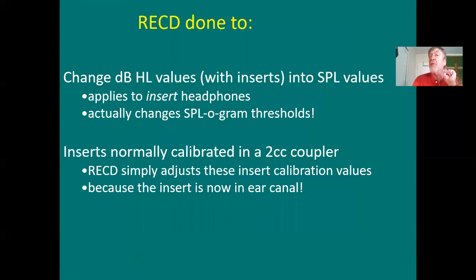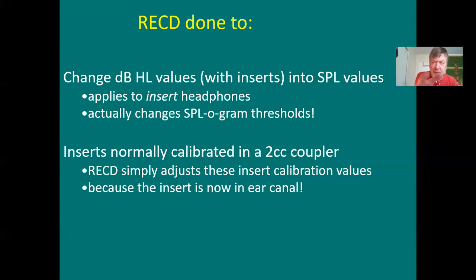The real ear to coupler difference is done to change dBHL values with inserts into SPL values. So you're taking the audiogram and you're using RECD to change the dBHL audiogram into a dBSPL audiogram. With circumaural headphones, you're using MAP, and with insert headphones, you're using real ear to coupler difference. That's why I'm talking to you about this. Either way, the SPLogram plots the thresholds in dBSPL.